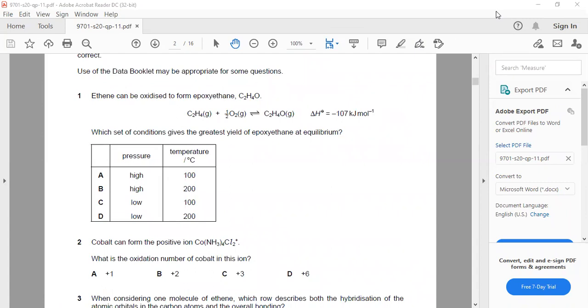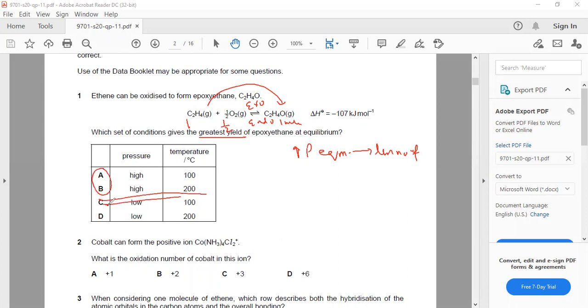Okay. This is exo. This is endo. When the examiner talks about yield for gases, we see the moles. 1 mole here, half mole here, and the product side only 1 mole. So increasing the pressure shifts the equilibrium towards fewer moles, which is the product side. So high pressure will be suitable.